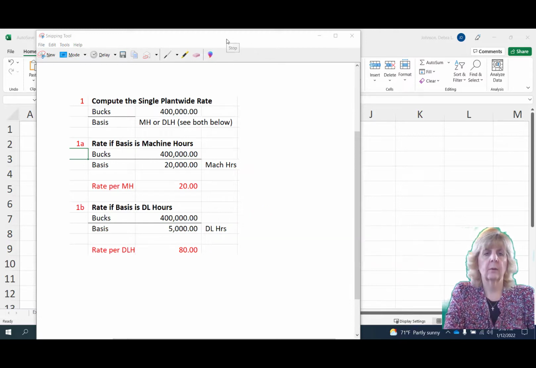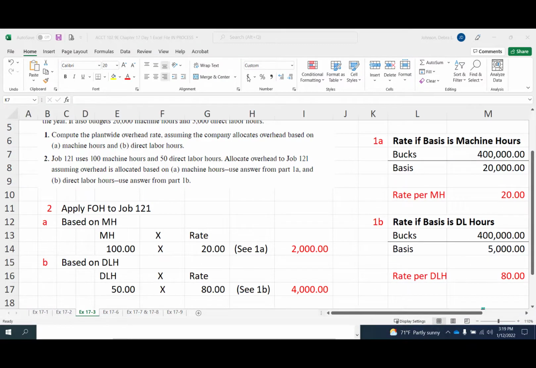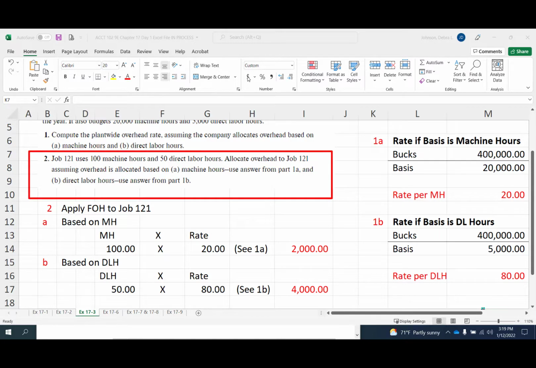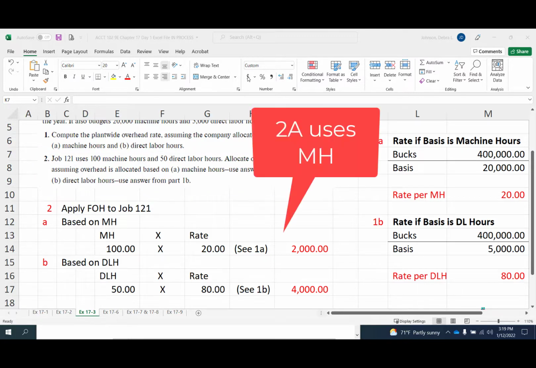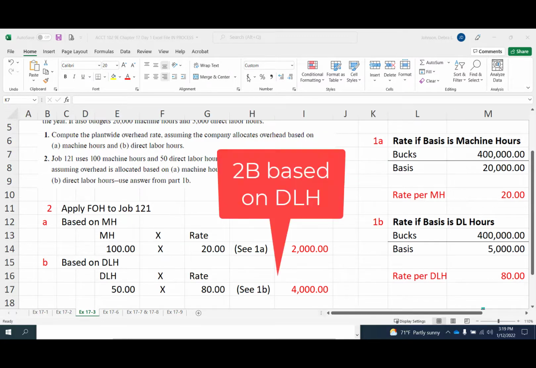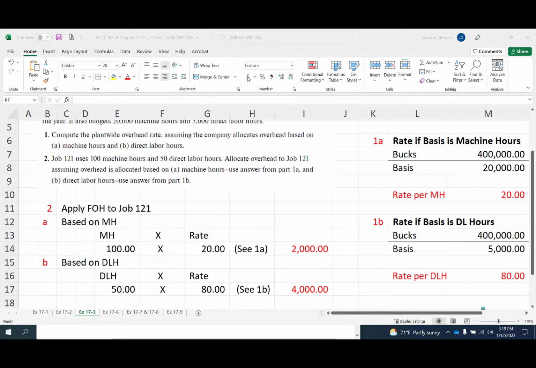How'd you do? The final requirement has us distributing overhead in two different ways. 2A is based on the machine hours that the product takes, whereas 2B is based on the direct labor hours the product takes. Take a look. If you want to freeze the video, please feel free to do so. And here's a look at the solutions.